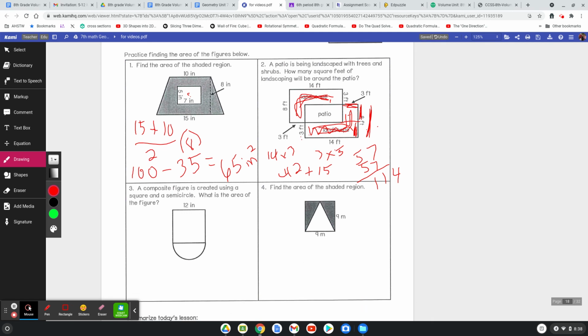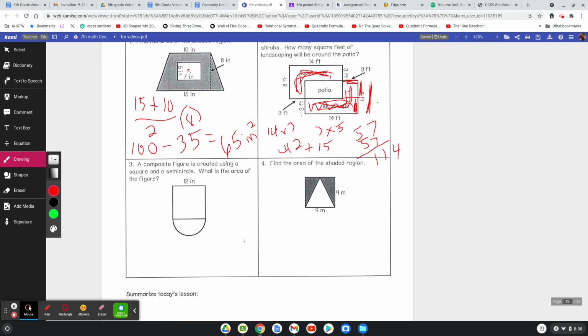Okay, number 3. A composite figure is created using a square and a semicircle. What is the area of the figure? So if it's a square, you know that this side is 12 also. So 12 times 12, or 12 squared, is 144. And if this is 12, then we know that that's 12, which is the diameter. So half of that is 6.